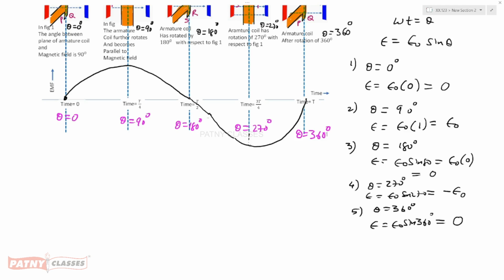At time t equals 0, theta is 0 degrees, and at time T/4, theta is 90 degrees, at time T/2, theta is 180 degrees, and at time 3T/4, theta equals 270 degrees, and at time equals T, theta is 360 degrees. In this way, one complete cycle is obtained when the armature coil rotates from 0 degrees to 360 degrees. We get one complete cycle. This type of waveform is called a sinusoidal waveform.